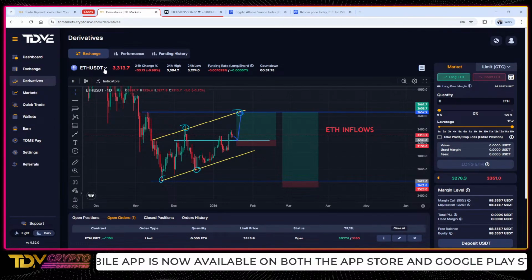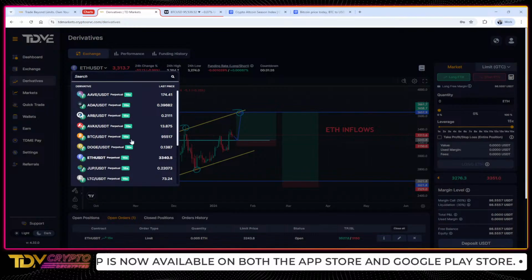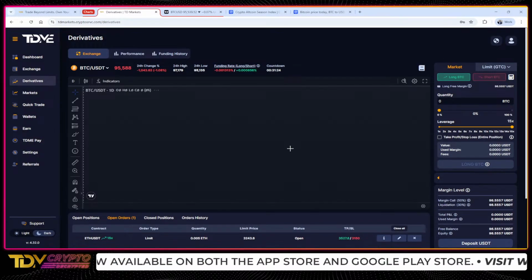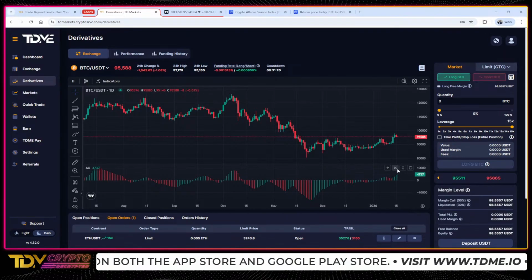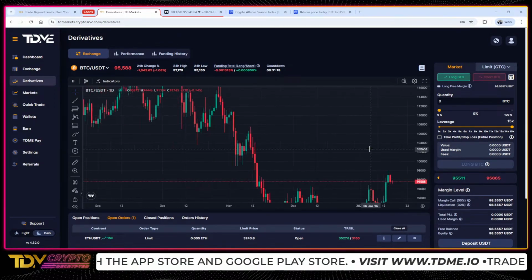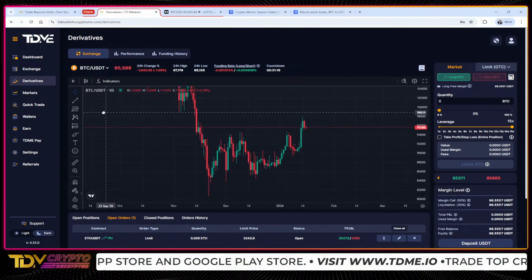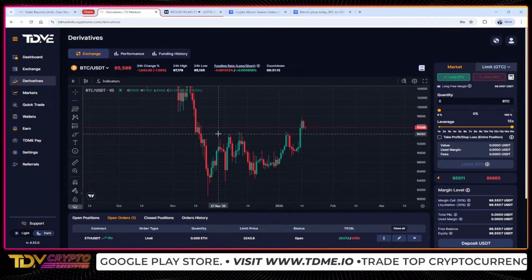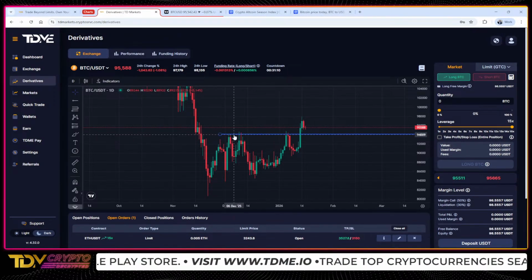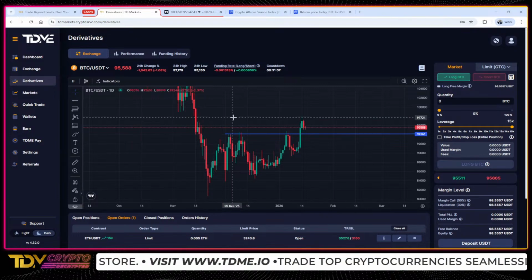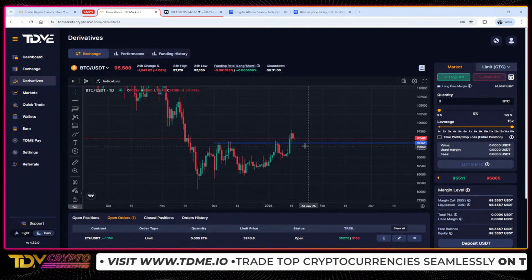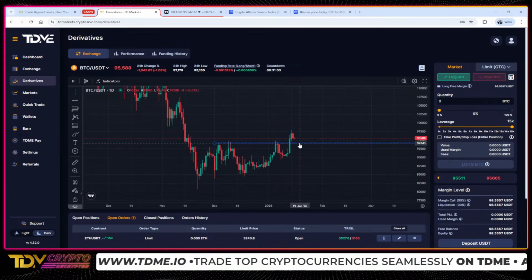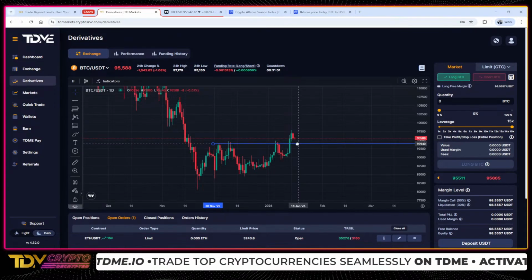In fact, with Bitcoin, let me go back to Bitcoin, right? With Bitcoin, we are looking at, let me remove this, basically price giving us a retest of this zone, right? Basically this zone. So I think I'm going to go ahead with a pending order there, something like this.